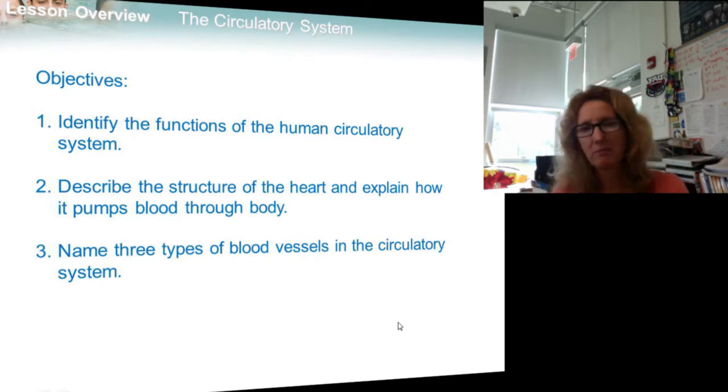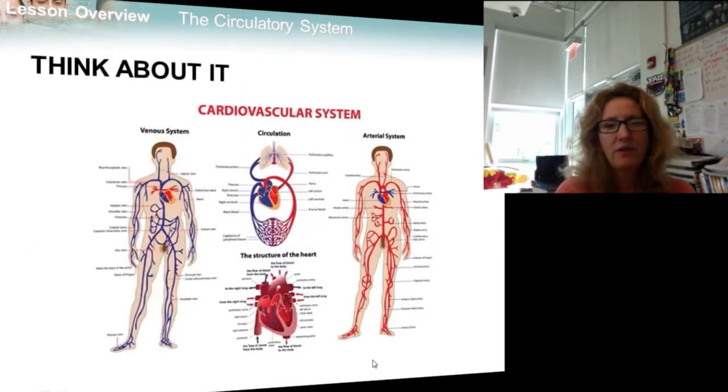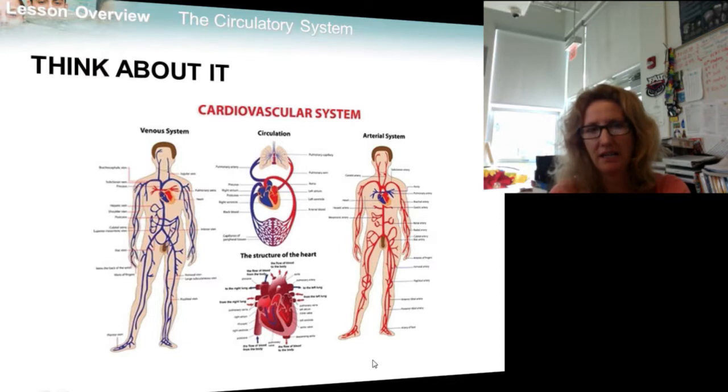All right, objectives are to identify the functions of the human circulatory system, also to describe the structures of the heart and explain how it pumps blood through the body, and describe 3 types of blood vessels in the circulatory system. More than 1/3 of the 1.2 million Americans who suffer a heart attack each year die.